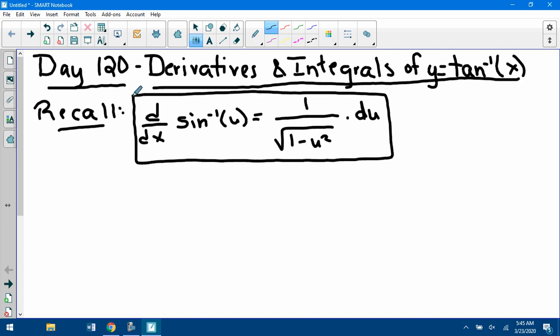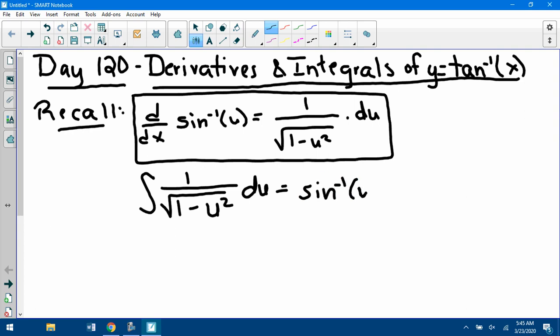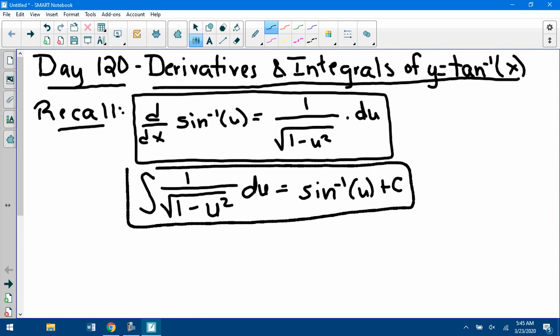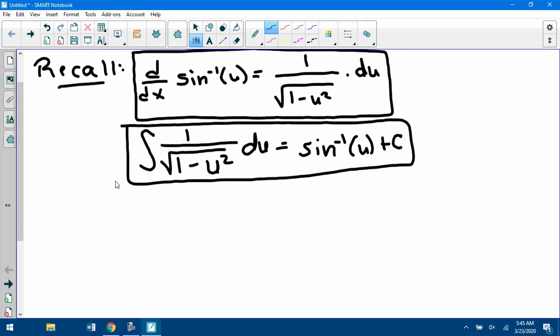And then we also did the integrals, not the integral of sine inverse, but the integrals involving sine inverse. That's when they had 1 over radical 1 minus something squared du. And when you see that, obviously just going backwards from the derivative, you know it's the same as sine inverse of u plus c. There you go. So let's do some practice with that before I show you what tan inverse looks like, because it's similar.